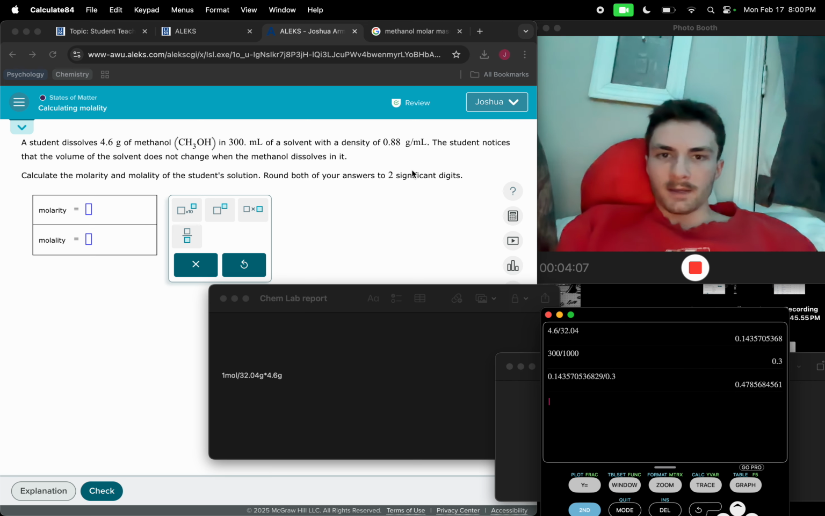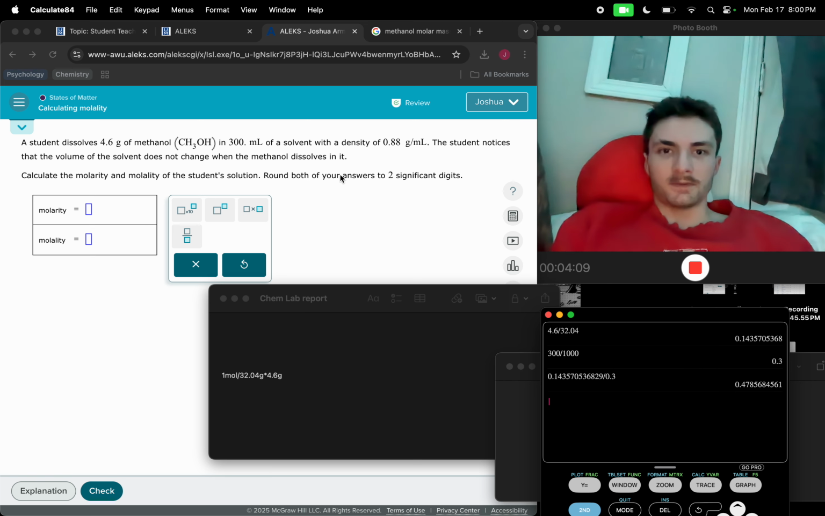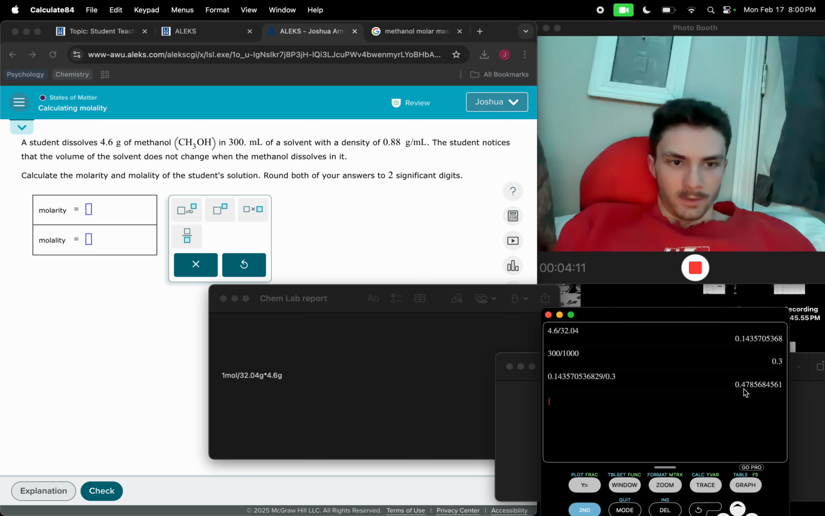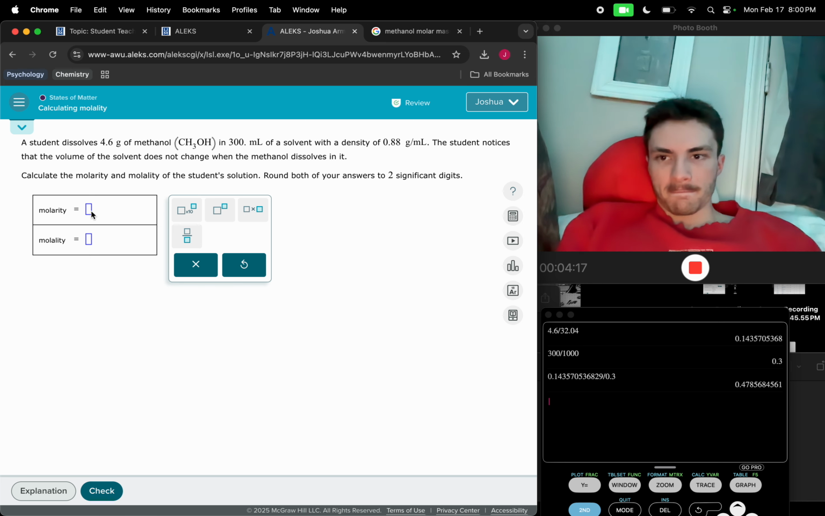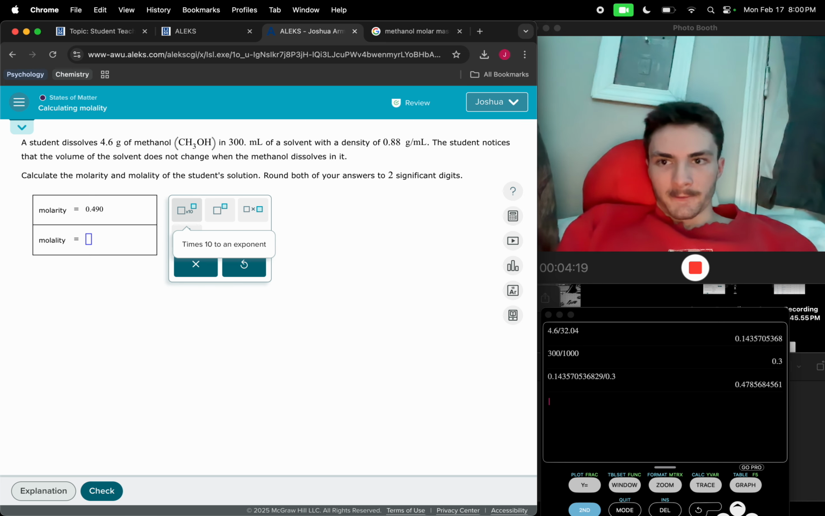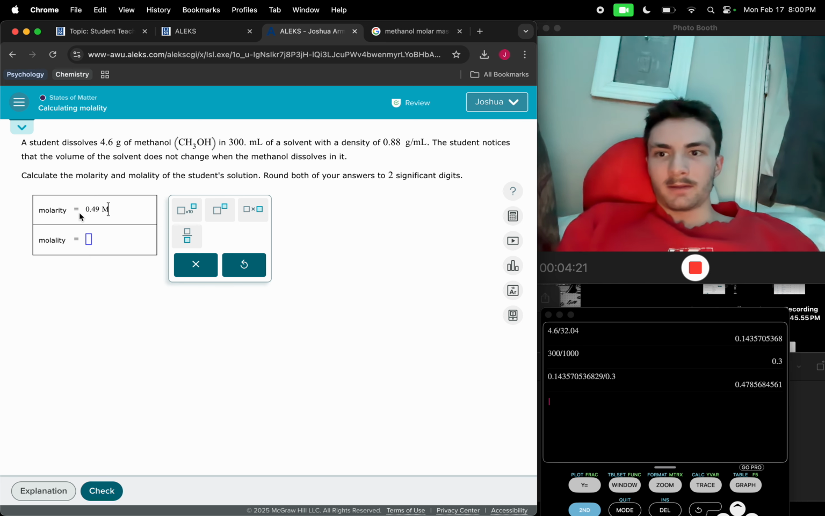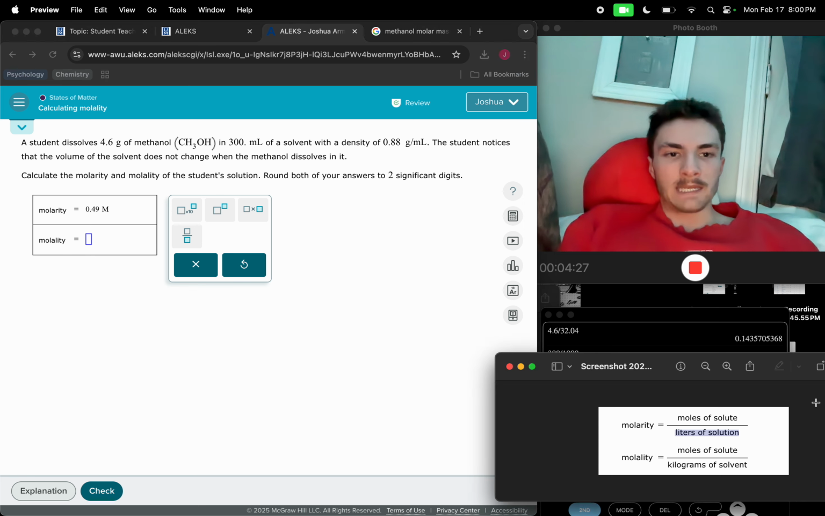And you get this. Since this is rounded to 2 significant digits, we'll do 4 and then 9 since the next digit is 8. So we'll put 0.49, capital M. And this 0 right here doesn't matter, you don't have to worry about it. It's kind of just a courtesy, I think. And then next we have molality.